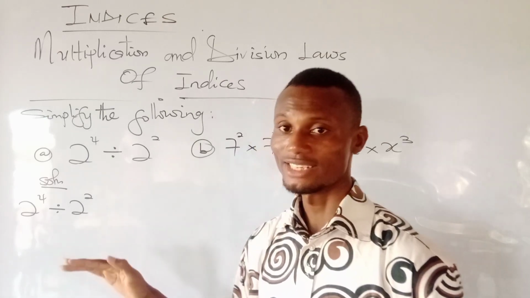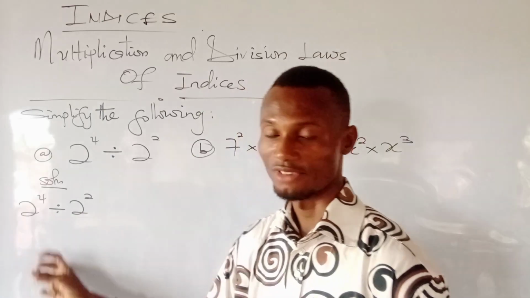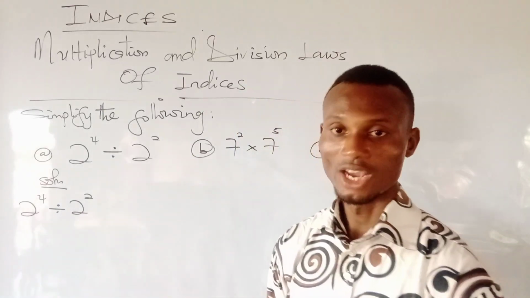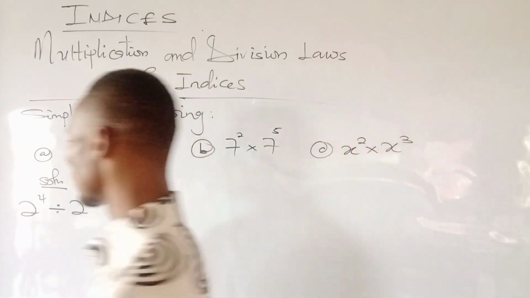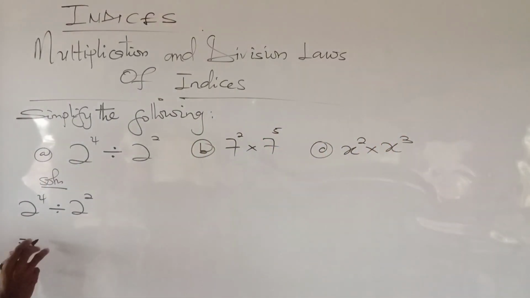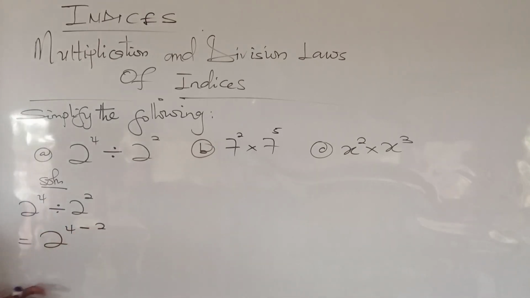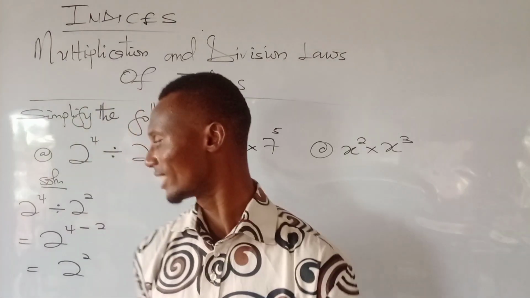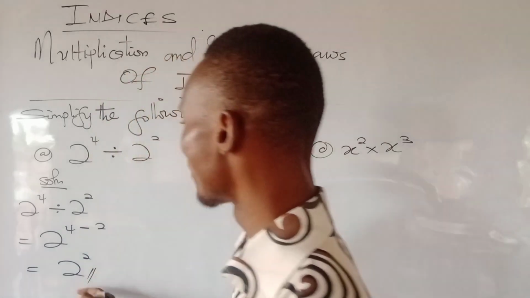The law says that for us to simplify, we just have to pick one of the bases, then we subtract the powers, and we've learned that in the first video. So let's go ahead and do this one. To simplify this, it's going to be 2 to the power 4 minus 2, and this will give me 2 to the power 2. I hope you agree with me. So this is the answer for simplifying the question on the board.